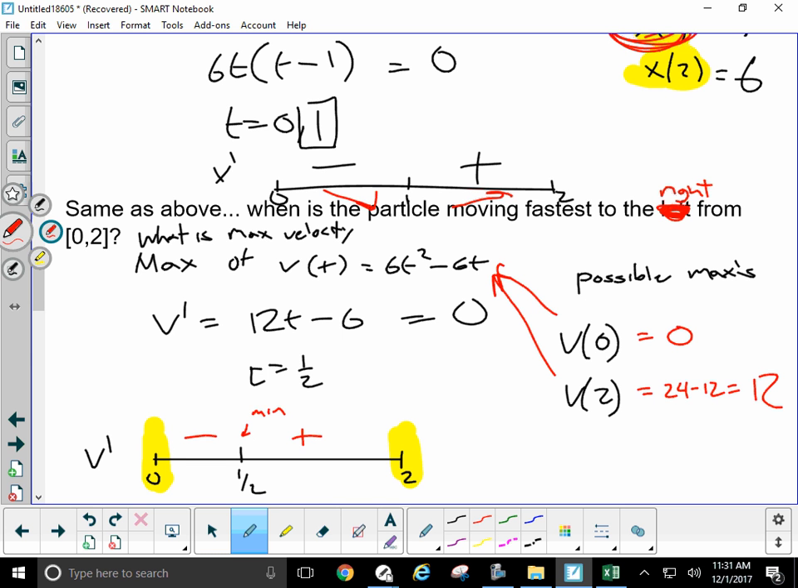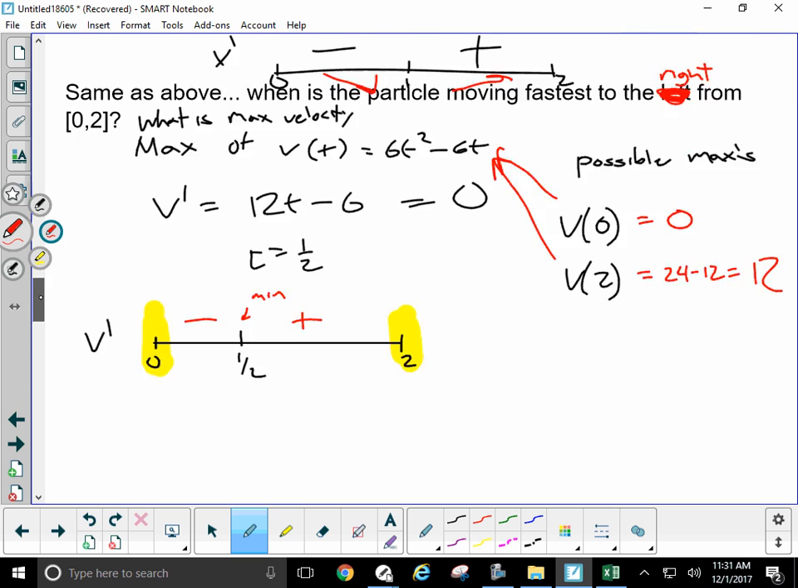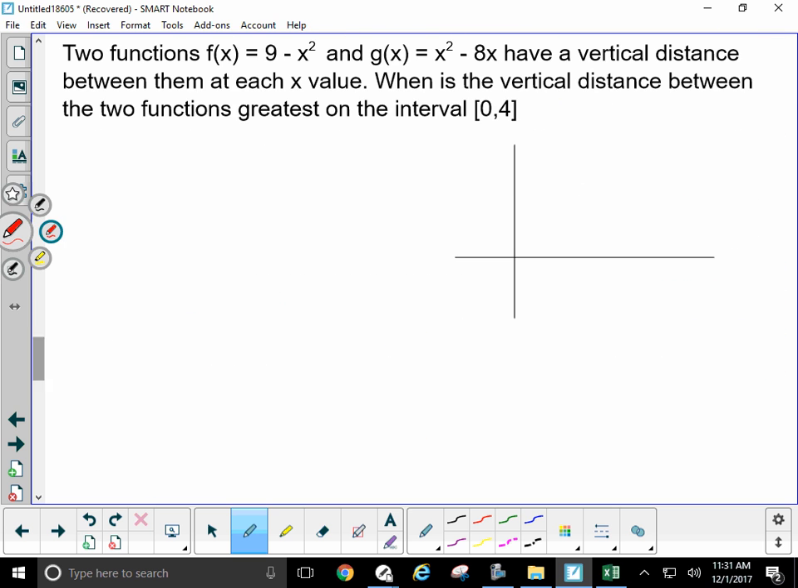Okay, let's see what else we can solve using this magical derivative set equal to 0, beautiful thing that comes from calculus. Here we go. I have two functions, 9 minus x squared and x squared minus 8x. They have a vertical distance between them at each x value. And I want to figure out when the vertical distance between the two functions is the greatest on the interval from 0 to 4.